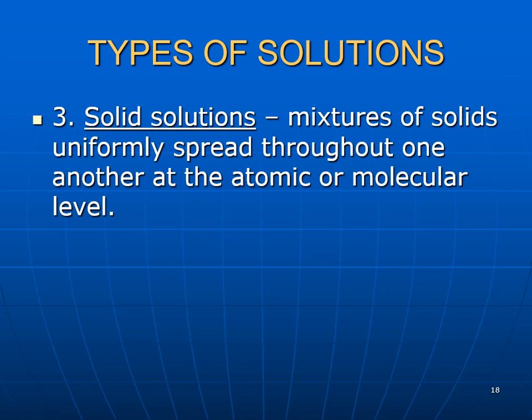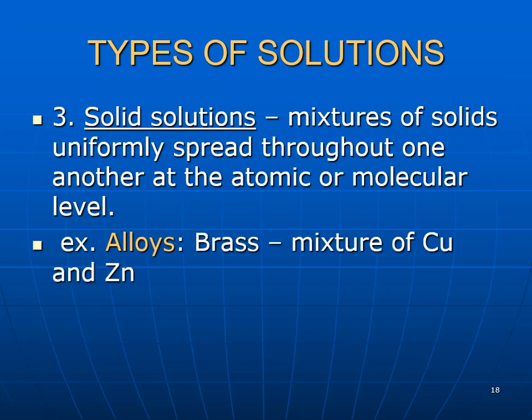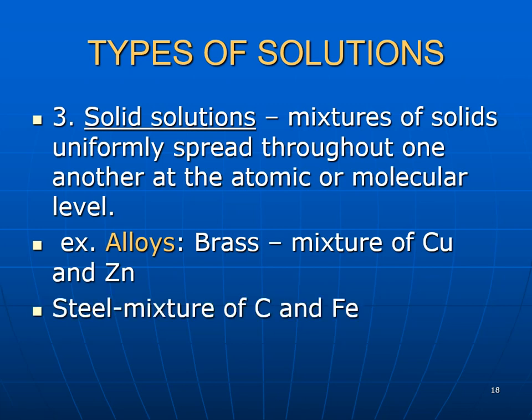Then we get to our solid solutions. This is where we have a mixture of solids that are uniformly spread throughout one another. And this is at the atomic or the molecular level. So here we're talking again about steel or other types of solid solutions, mercury amalgams, metal mixtures, 24 karat gold, for example. Those are all solid solutions. Alloys, again, solid solution.